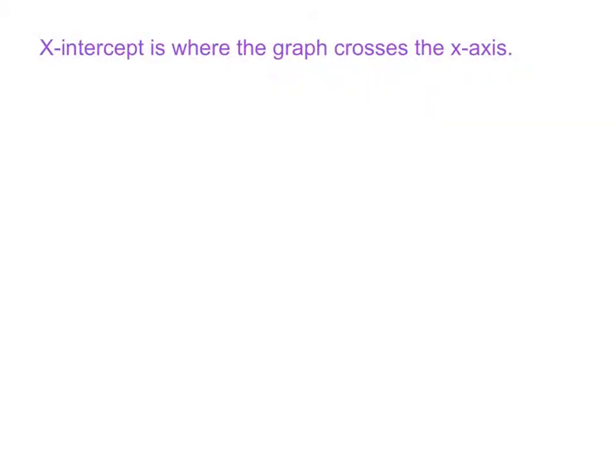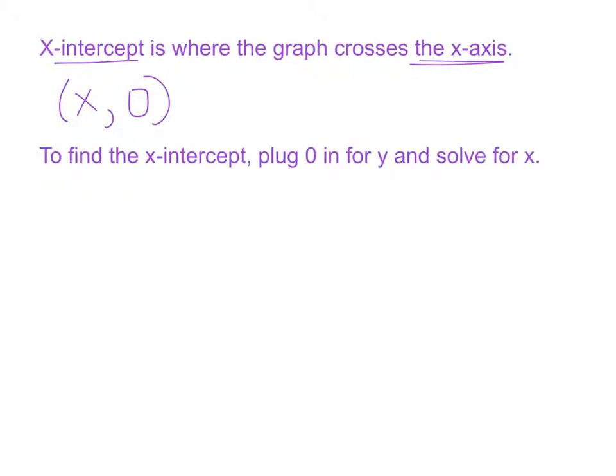Chapter 2, Part 6, we are going to take a look at using the x-intercept and y-intercept to graph a line. So just to review, an x-intercept is where the graph crosses the x-axis. It is written as an ordered pair with our x value, comma, and then a 0 in parentheses. And to review, to find the x-intercept, we're going to plug 0 in for y, and then solve for x.